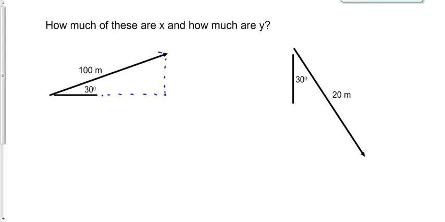Label the one on the x-axis x. Label the one on the y-axis y. And then use some trigonometry.